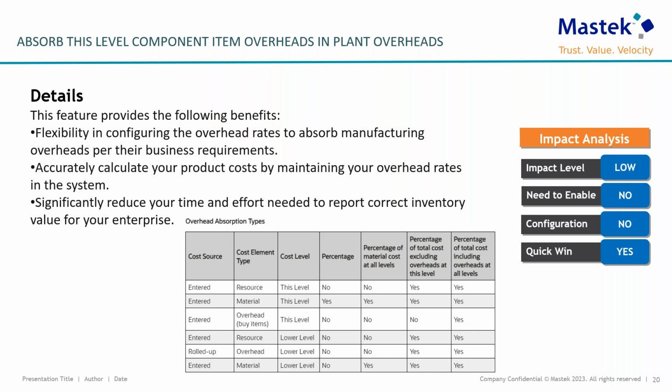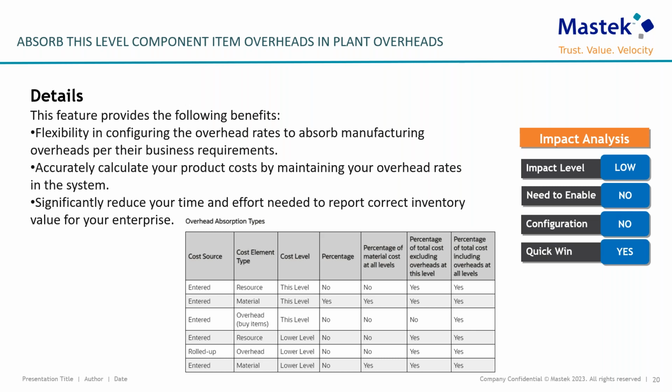So with this update, we can use a standard cost method for valuing our inventory, and we can now define plant overheads by using a new absorption type to absorb component overheads with a cost level set to this level. And on the manage overhead rates page, you can specify the absorption type of plant level overheads, item category specific overheads, and item specific overheads.